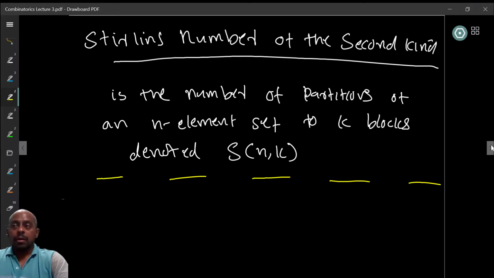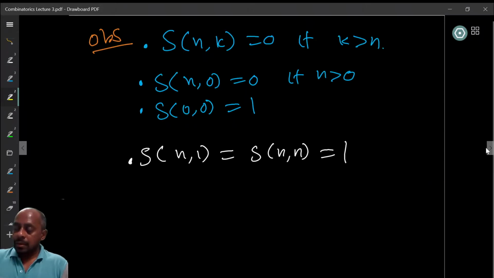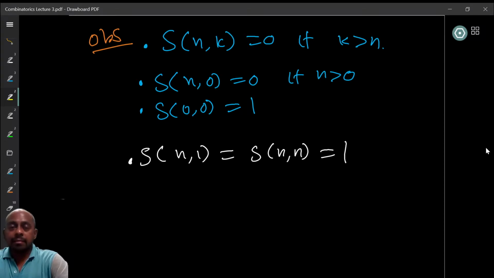Now, how do you find S(n,k)? Can you find a formula for S(n,k), or can you find a way to compute S(n,k)? These are some interesting questions one can ask. So I want you to think about these questions. And here are some observations. S(n,k) is 0 if k is greater than n, right? That is very clear. And S(n,0) is 0 if n is greater than 0. That is also kind of clear why.